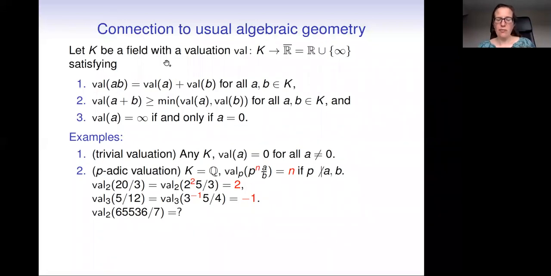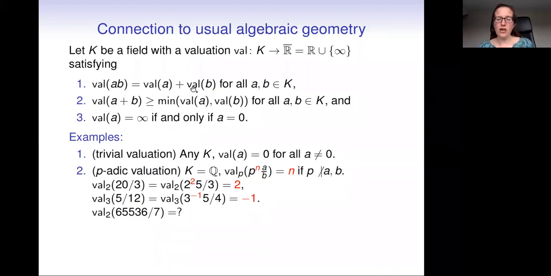So let's do some examples. If you've never seen valuations before, you can do an awful lot of tropical geometry. You can definitely do your first several months of thinking about tropical geometry just thinking about the trivial valuation. So you know what the valuation of 0 has to be. It has to be infinity, and you just set everything else to be 0. Okay? And you just check that that obeys these valuation axioms.